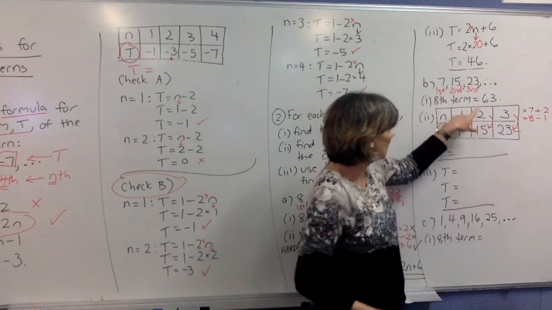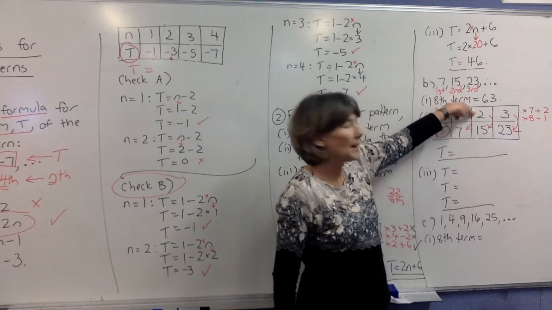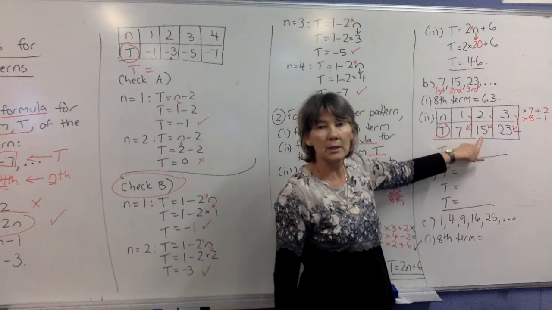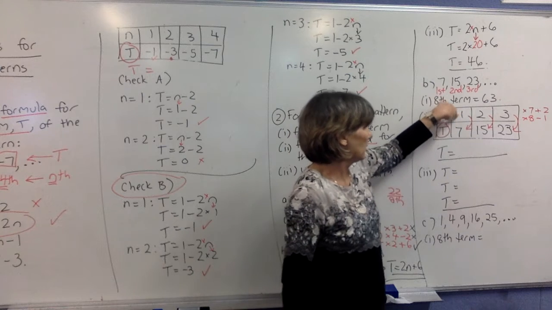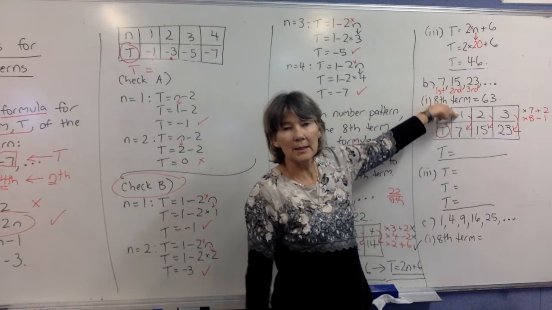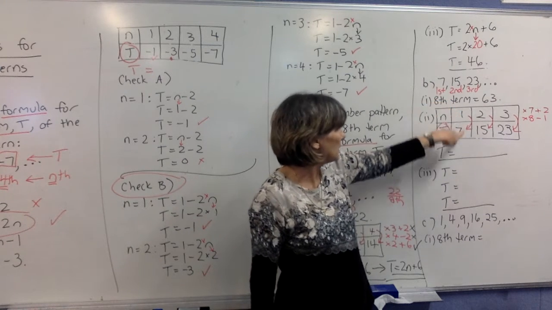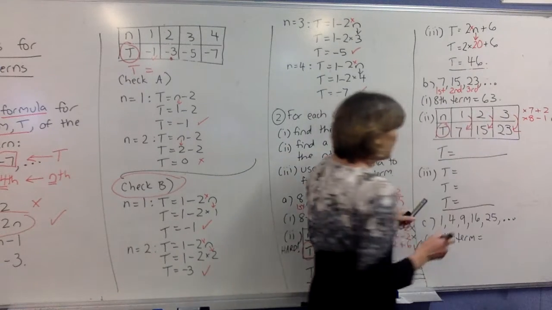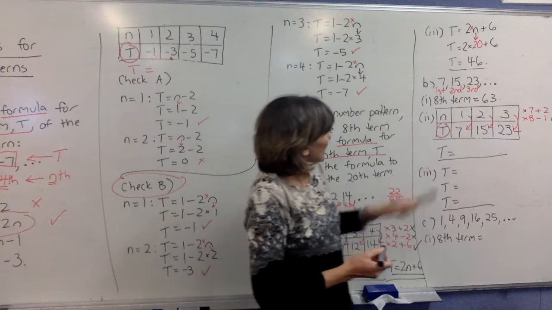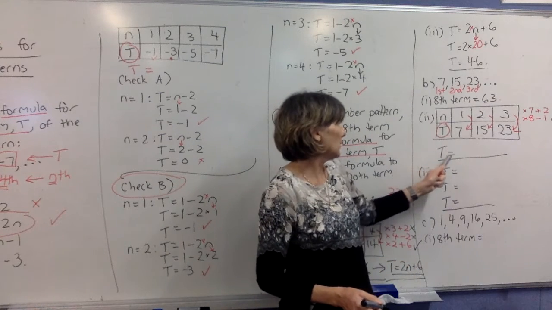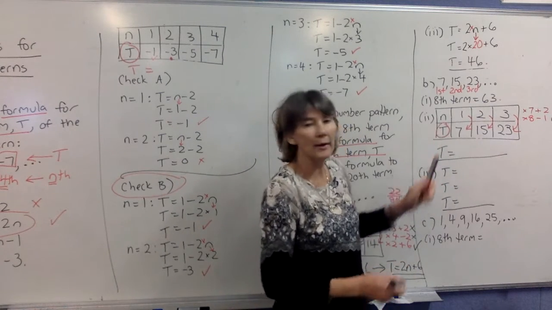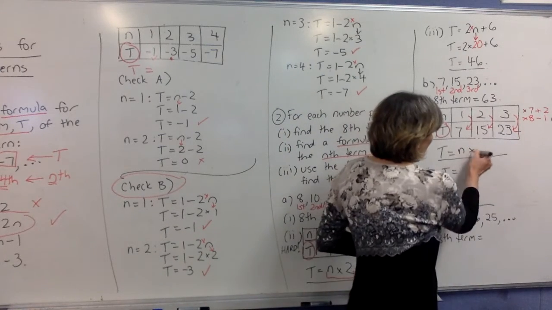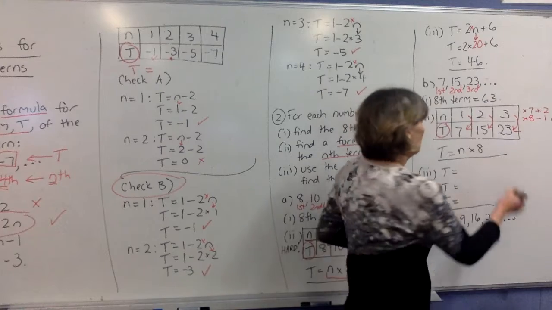So let's check it on the next one. 2 times 8 is 16, minus 1 is 15. Yes, it's working. Let's try the next one. 1 times 8 is 8, minus 1 is 7. Yes, that one is working on everything. So we can write down what we're doing for our rule. You start with your bottom letter, T equals. Now we're taking our n number and we're timesing by 8 and minusing 1.